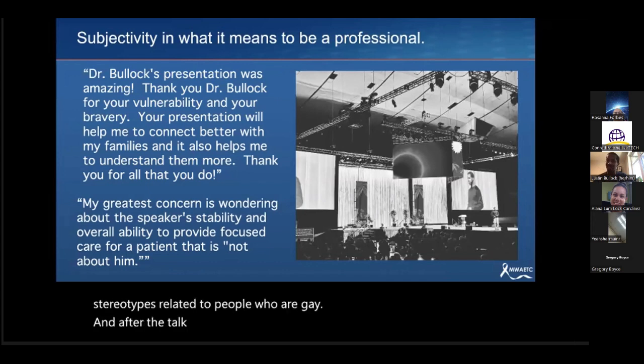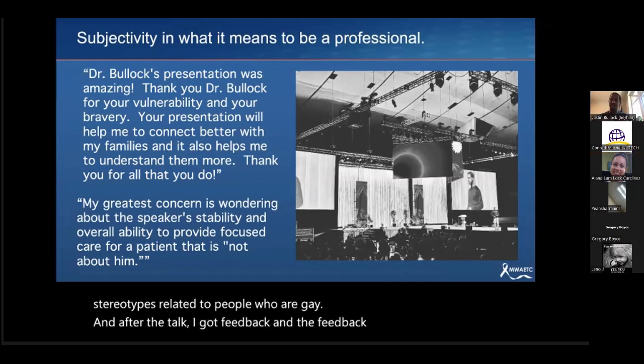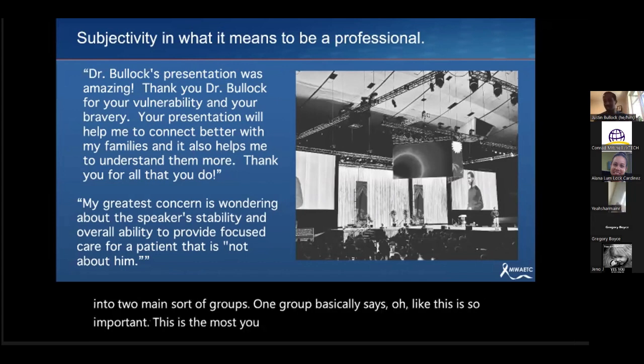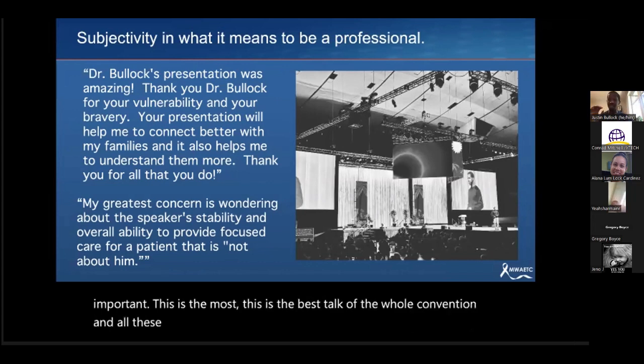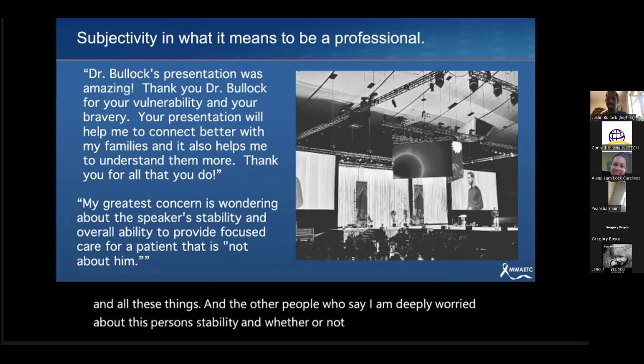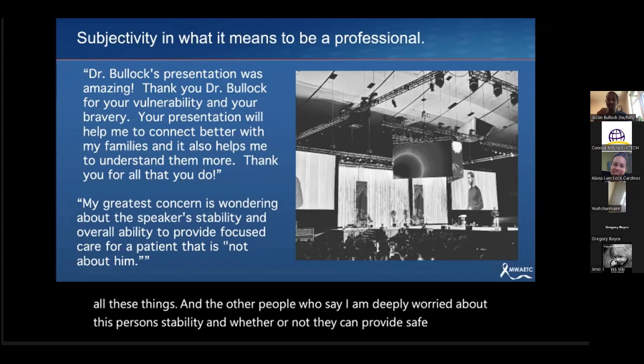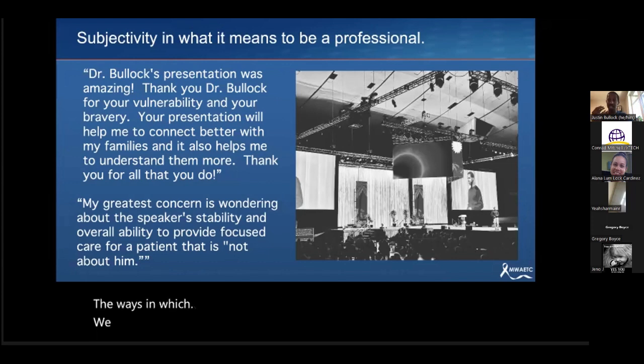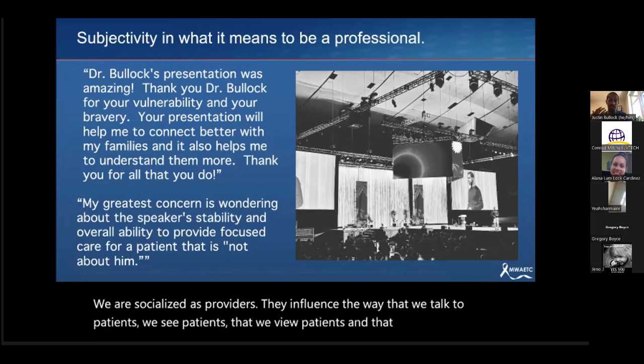After the talk, I got feedback, and the feedback really could be split into two main groups. One group basically says, this is so important, this is the best talk of the whole convention. And the other people say, I am deeply worried about this person's stability and whether or not they can provide safe care. And I will again and again reflect back to this comment, that the ways in which we are socialized as providers influence the way that we talk to patients, see patients, view patients, and try to support patients.